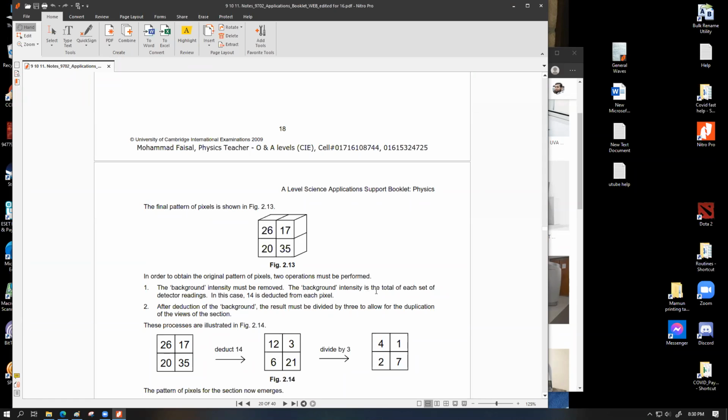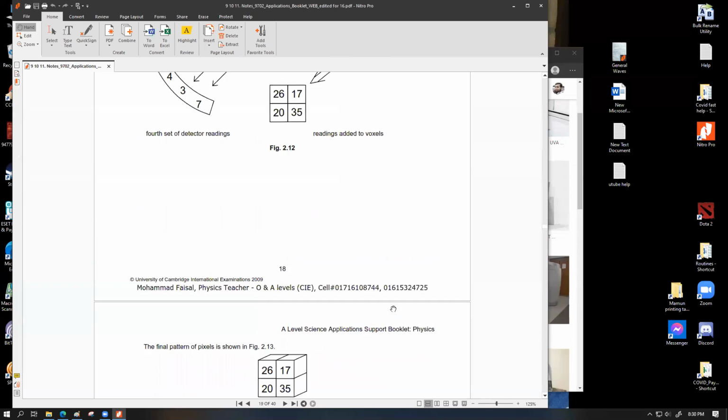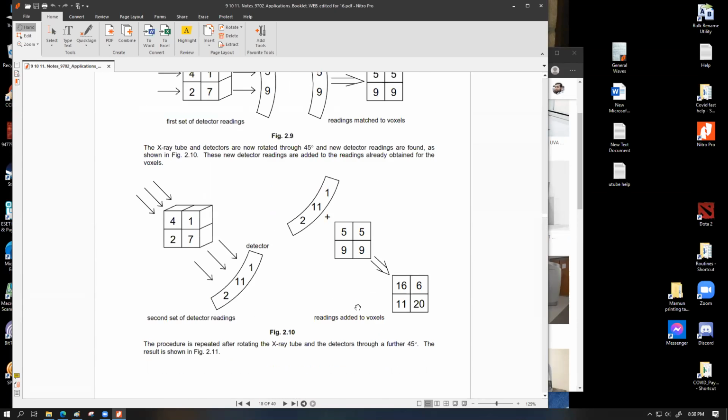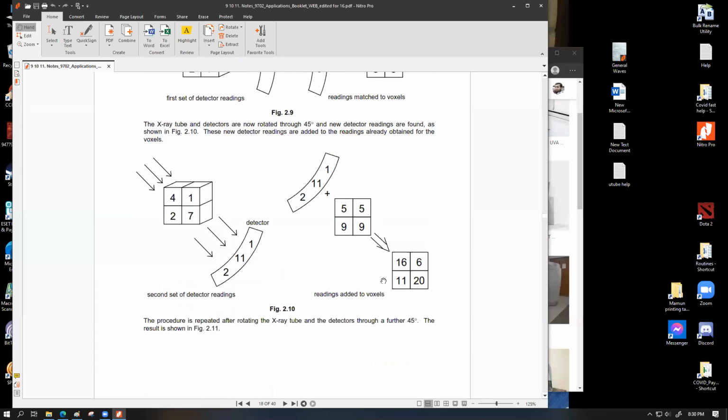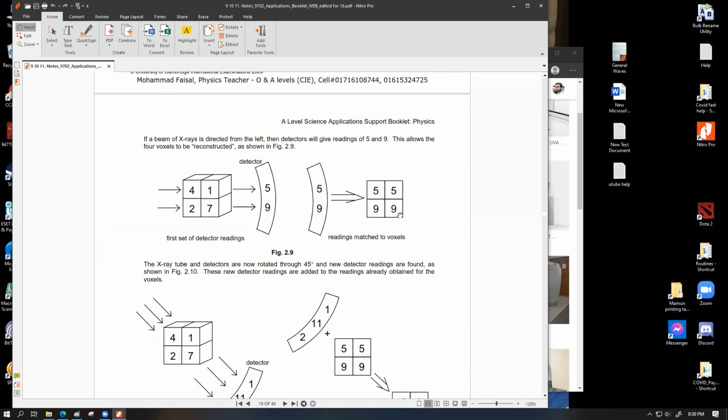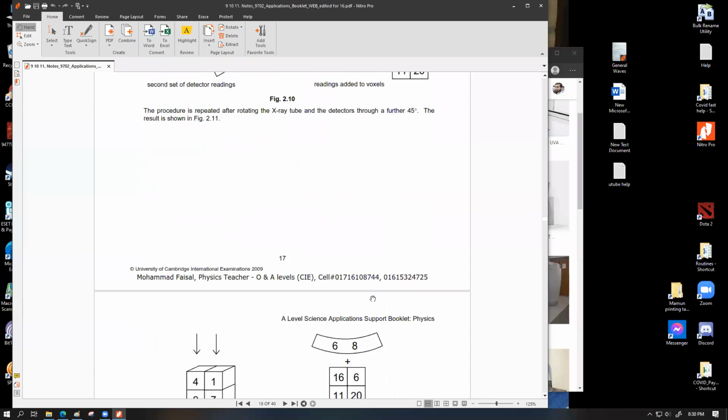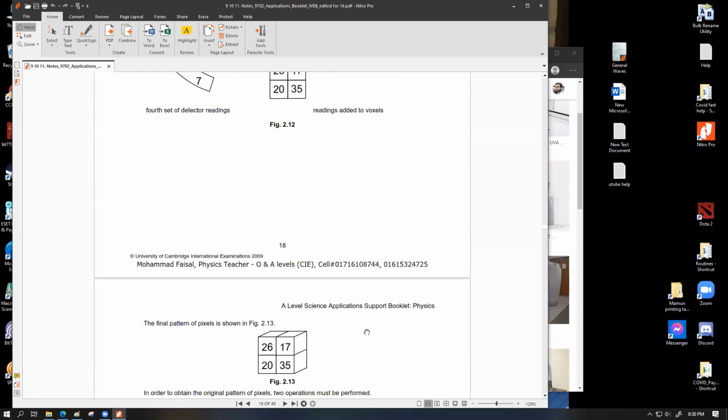The background intensity is the total of each set of detected readings. In this case, 14 is detected from each pixel. So 14 was the original background intensity, which is over here. So this is 5 and 9. We actually made a secondary column, which means we increased the value of each pixel by 14, because we just doubled this thing. So now we're going to subtract 14 from each of the boxes.